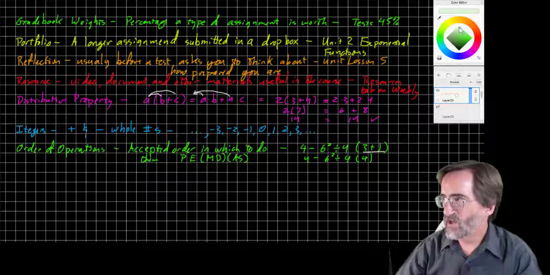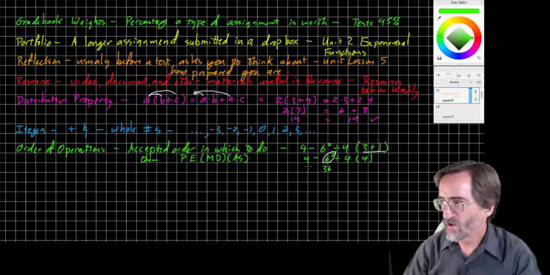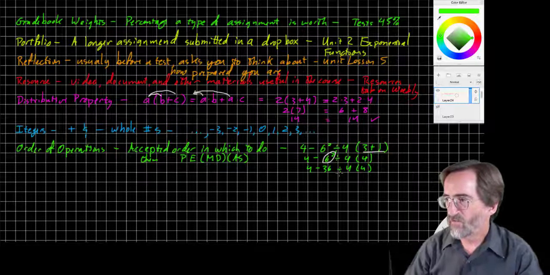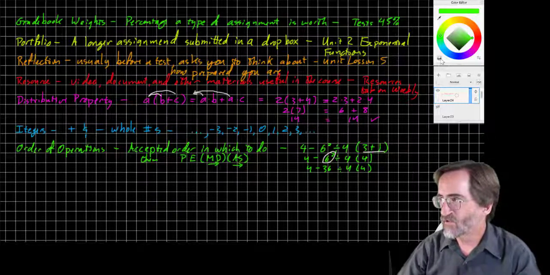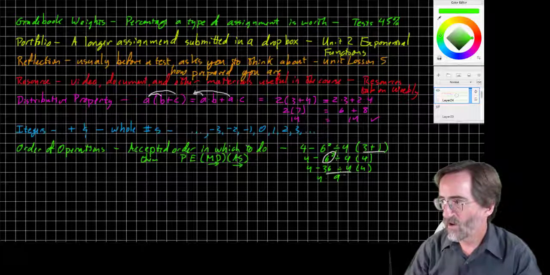We do exponents next. 6 squared is 36. Then we multiply and divide from left to right. Always left to right if you have more than one of the same. So the divide comes first. 36 divided by 4 is 9. Then we do the multiply. 9 times 4 is 36.